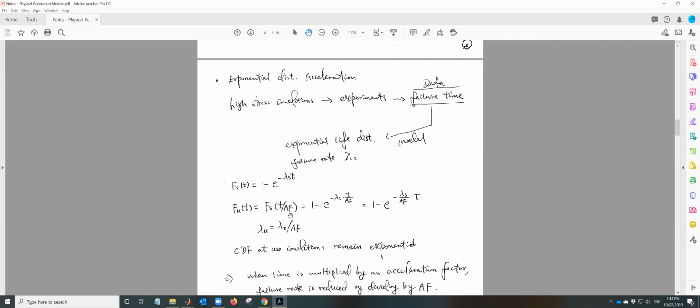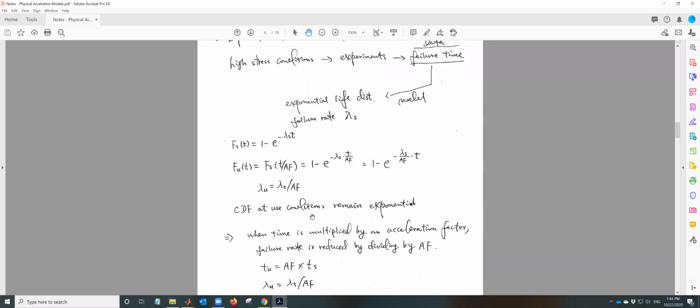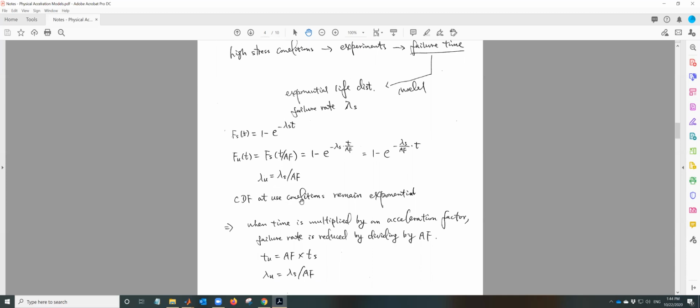So F_S(t over AF). If we put it over here, then lambda U equals lambda S over AF. This is a failure rate, because the exponential distribution has a constant failure rate. Lambda S is the failure rate under stress condition, so this failure rate is much bigger. So you divide by AF, you get the failure rate at a normal use condition. So the CDF at use condition remains exponential. This is still an exponential distribution, but just with a different lambda U. Lambda U is much smaller.